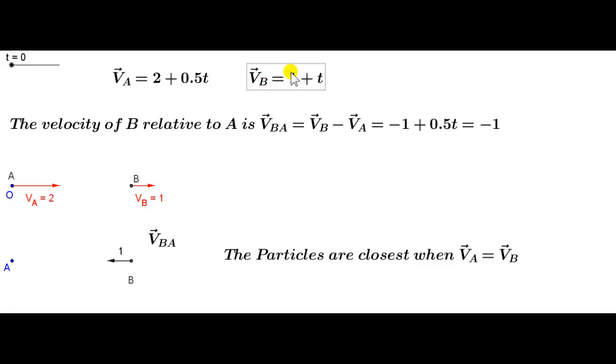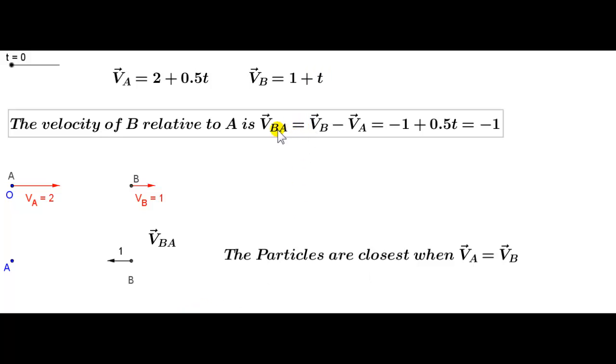Let's look at particle B. Its initial velocity u is plus 1, smaller than the initial velocity of particle A, but its acceleration is greater. Its acceleration, the coefficient of t, is plus 1. Here's the relative velocity, VBA. So we take 1 plus t and subtract this, and we get this expression, minus 1 plus 0.5t.